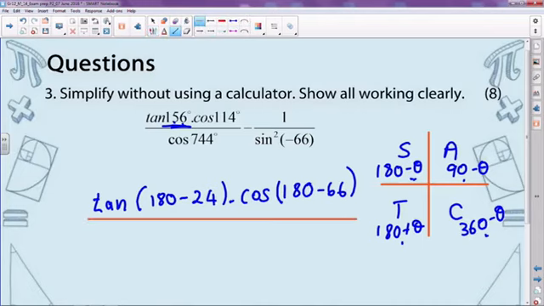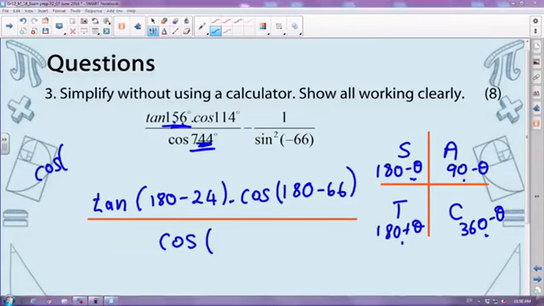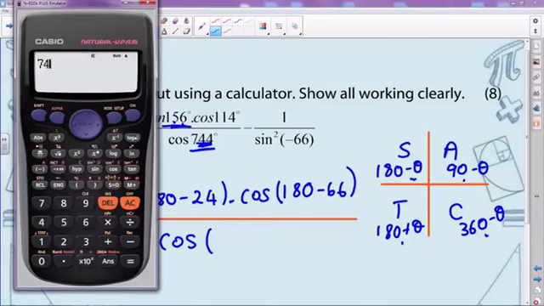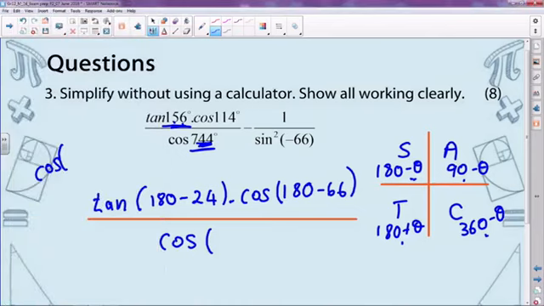All right, that's all over. And as you can see, I'm going to run out of space here for the second part, but I'll put it in just now. That's all over cos of 744. Now, obviously here we've got an angle that's greater than 360, so we've got to subtract 360 from 744. So I'm going to do this on the side. So it's going to be cos 744 minus 360 gives you 384. So firstly, you can write 744 as 360 degrees plus 384.